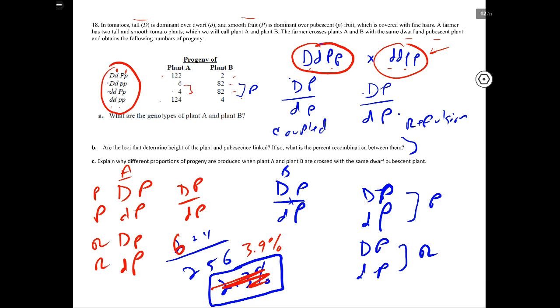And then this one is 6 total over, so these 6, 2 plus 4, over, I can do this in my head, 164 plus 6 is 170. So 6 divided by 170 is 3.5%. So that seems pretty close.